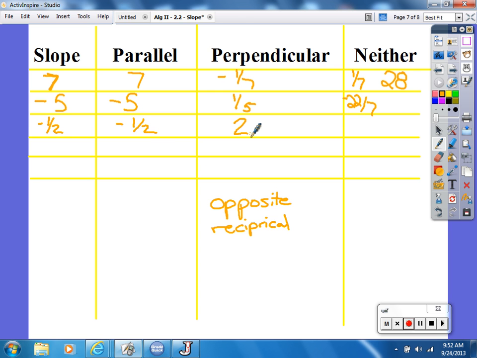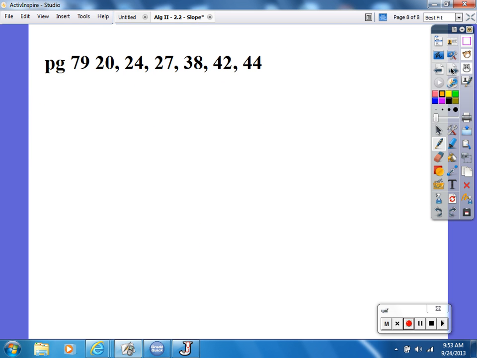Okay. Any questions? So what if I give you 2 points and another 2 points, and I ask you, are these lines parallel, perpendicular, or neither? What would you have to find first in order to do it? Slope is correct. That make sense? All right, essential work for tonight. All 6 problems.